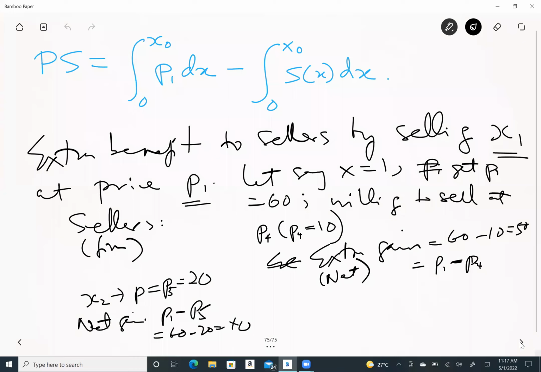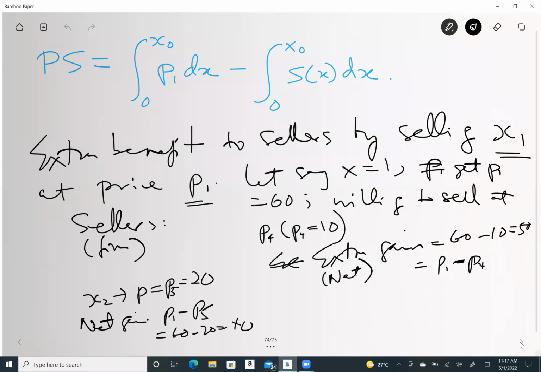Okay, so that's why people trade. Because by trading you actually gain. Both parties gain, and that is one measure: the consumer surplus, producer surplus. Any question? Okay, good. So we go back to that example.